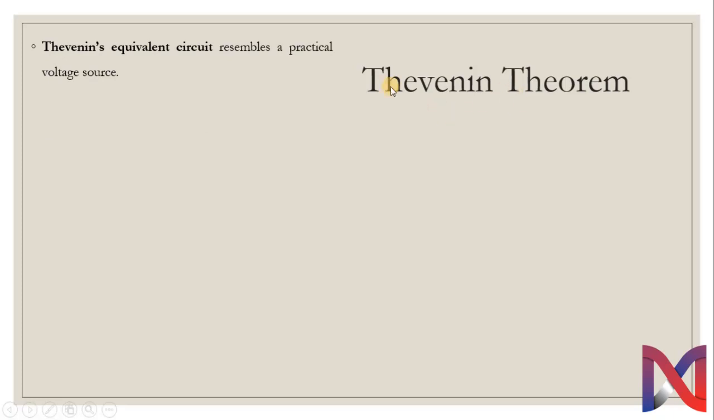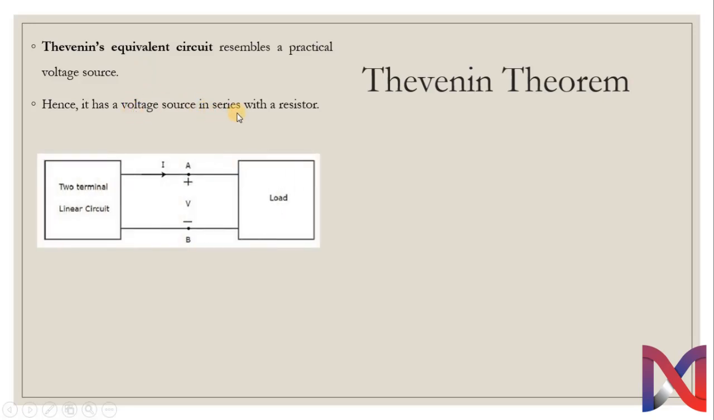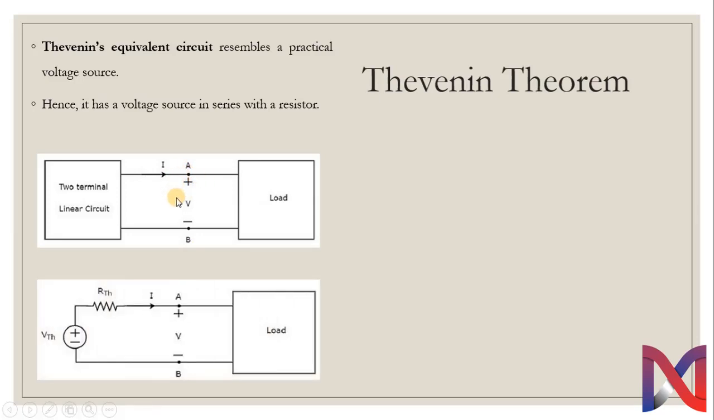Thevenin equivalent circuit resembles a practical voltage source. Therefore, it has a voltage source in series with a resistor. Considering this diagram, here we have a two-terminal linear circuit, points A and B, and a load. This is your main circuit which is connected to a load, and here are your mentioned points. This circuit can also be represented as a Thevenin voltage source, V Thevenin, R Thevenin or Thevenin resistance, and the load. This load will be a resistor.